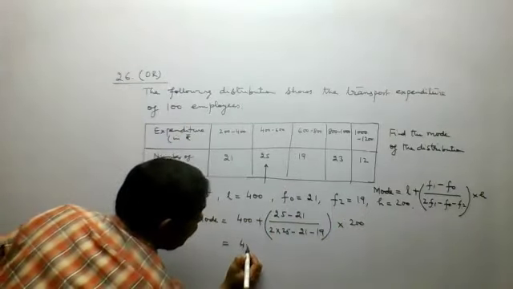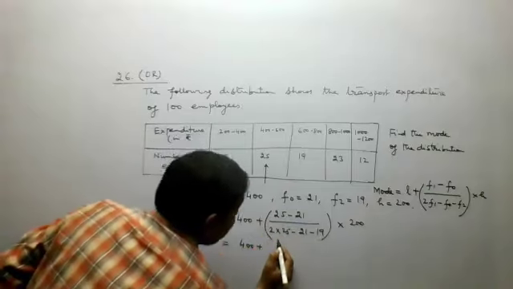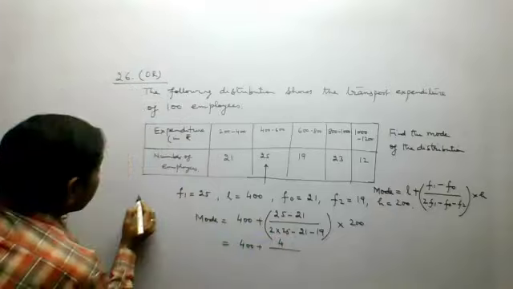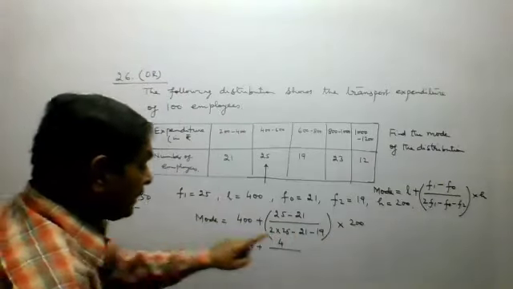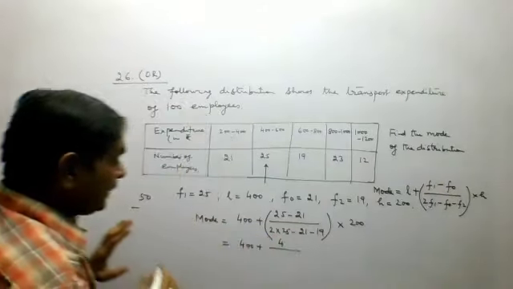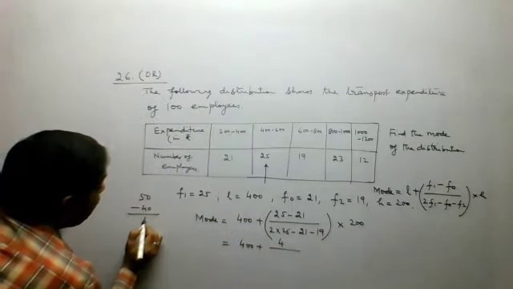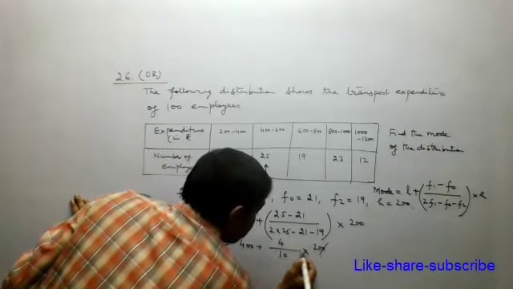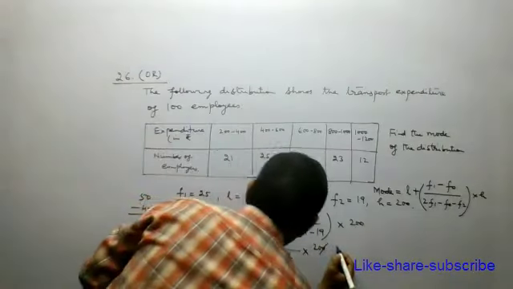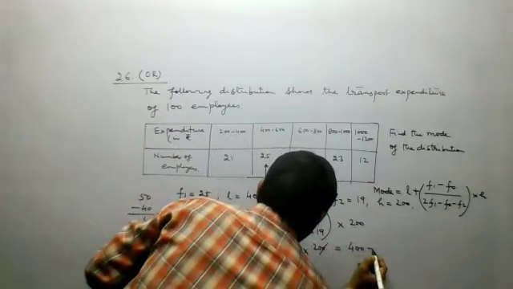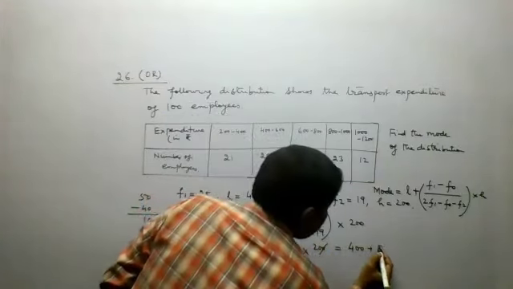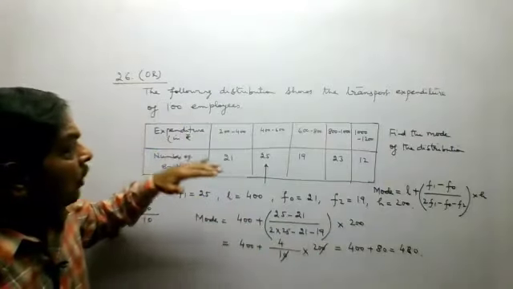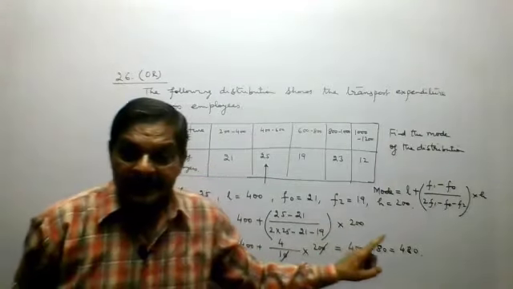So its value is 400 plus this will be 4. Here it will be 50 minus, I am to subtract 21 plus 19 is 40. So it will be 10. So here I am writing 10 into 200. 0 and 0 are cancelled. This becomes 400 plus 4 into 20 is 80. So this is 480. So the mode of the given distribution is 480.